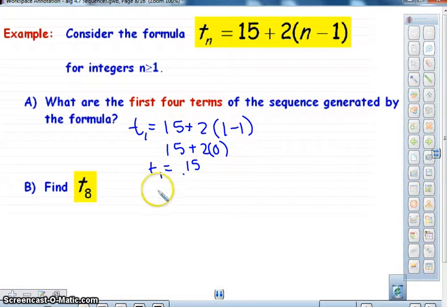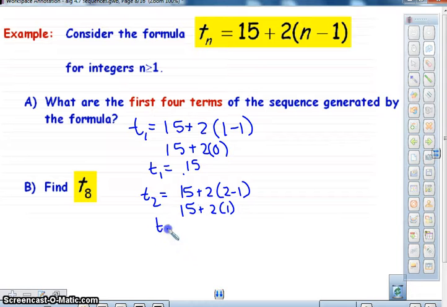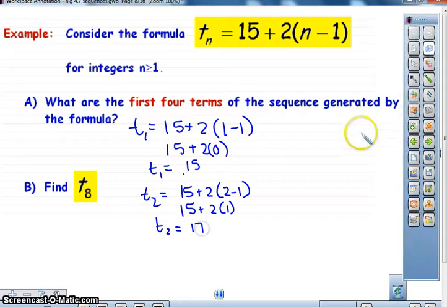We now want to look at our second term of this sequence. For the second term, we're going to use the same formula, 15 plus 2, but we're replacing the n up above with a 2 minus 1. So we have 15 plus 2 times 1. Our second term is equal to 17.